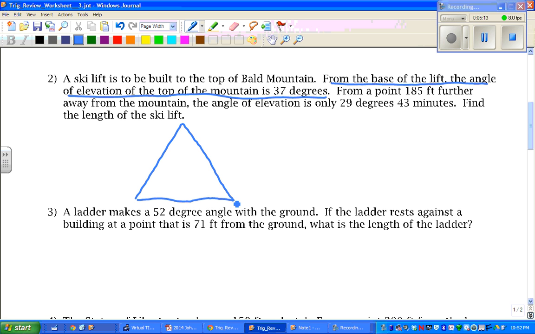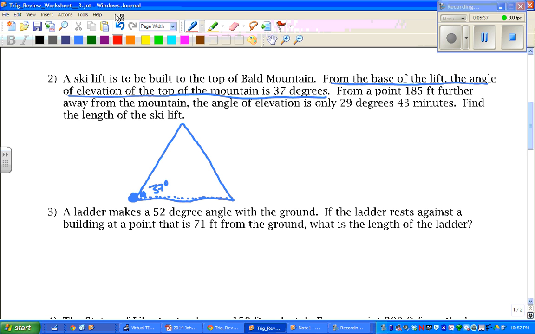Okay, and I'm going to put a dot right at this corner. So this is the base of the mountain. If I'm standing at the base of the mountain looking up, that angle of elevation, remember my line of sight is always straight forward, so I'm looking towards the base of the mountain. Then that means that angle of elevation right here is 37 degrees.